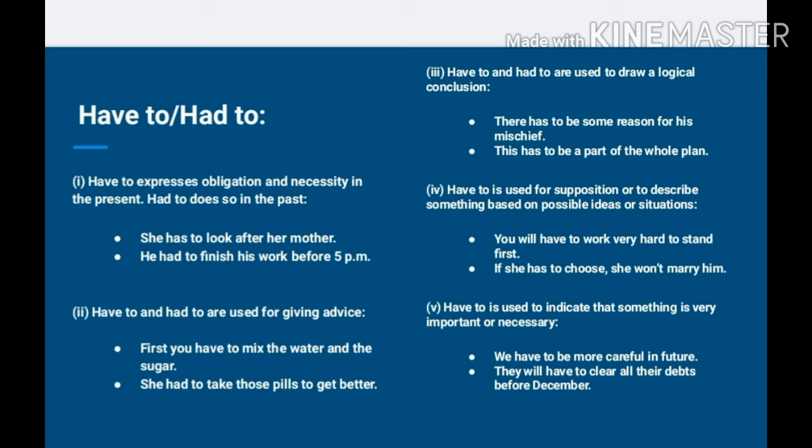The first example expresses the obligation of a daughter to look after the mother. The second example shows the necessity of a man to complete his work before 5 p.m.